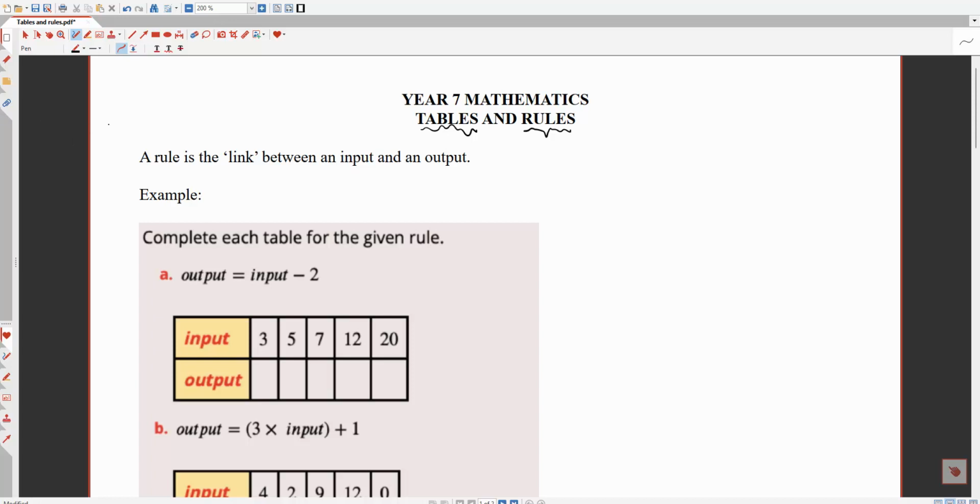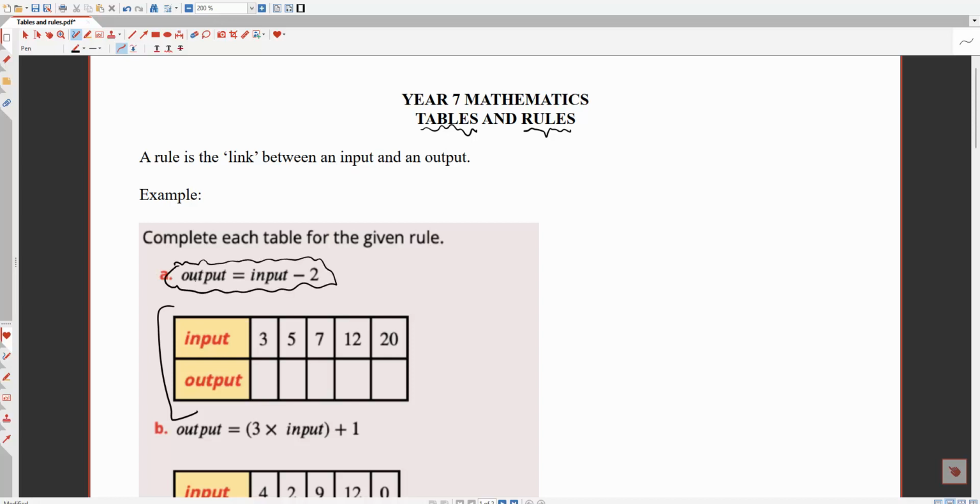All right, so what is a rule? A rule is a link between an input and an output. And what does that mean? Let's have a look at some examples here. So we've got these inputs. You can see here we've got a table. This is called a table of values. And what we've got is a bunch of inputs. What we want to know is what's the output if the input is 3? What's the output if the input is 5? What's the output if the input is 7, and so forth. So we really don't know what the output's going to be unless they give us the rule, and this is what the rule is.